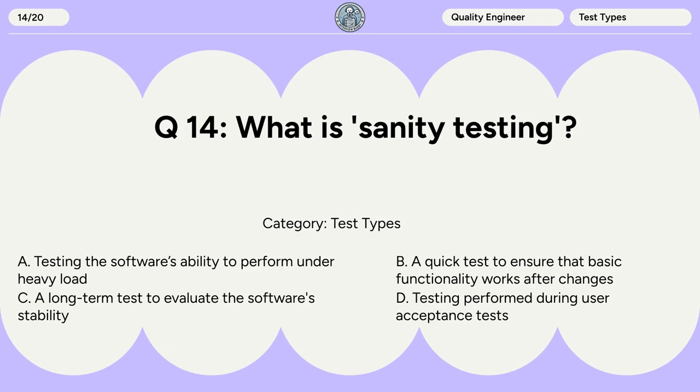Question 14. What is sanity testing? A. Testing the software's ability to perform under heavy load. B. A quick test to ensure that basic functionality works after changes. C. A long-term test to evaluate the software's stability. D. Testing performed during user acceptance tests.